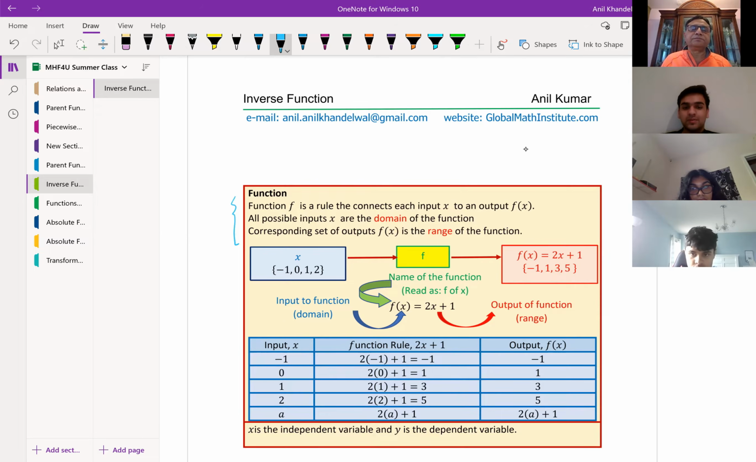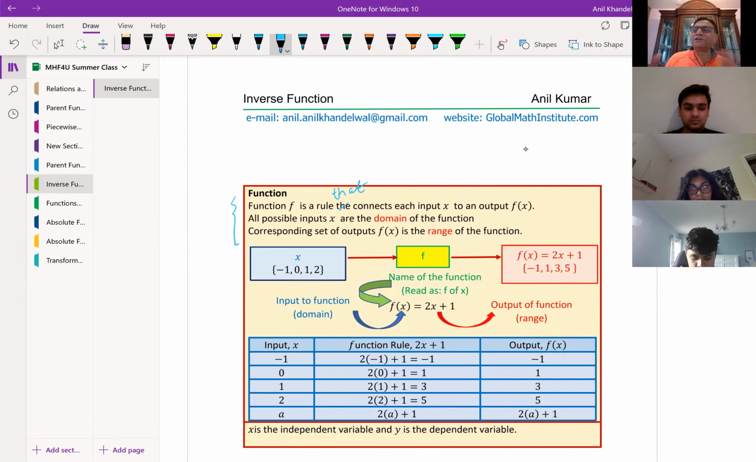Okay. Function f is a rule that connects each input x to an output f(x). All possible inputs x are the domain of the function. Corresponding set of outputs f(x) is the range of the function. Yeah, that is what a function is.